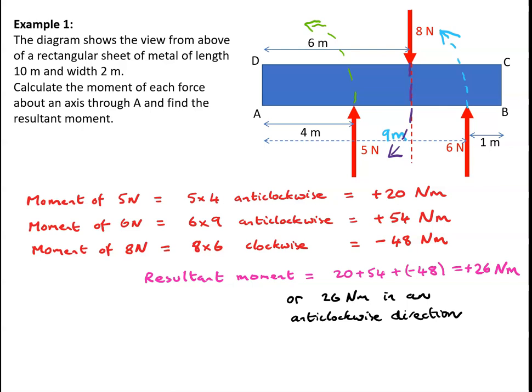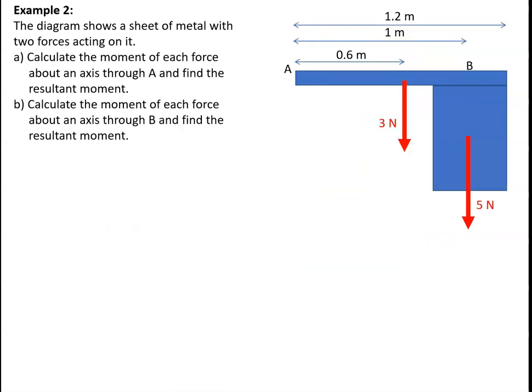For example 2, the diagram shows another sheet of metal with 2 forces acting on it. We've got to calculate the moment of each force about an axis through A and find the resultant moment, and then we've got to do a similar thing for an axis through the point B.